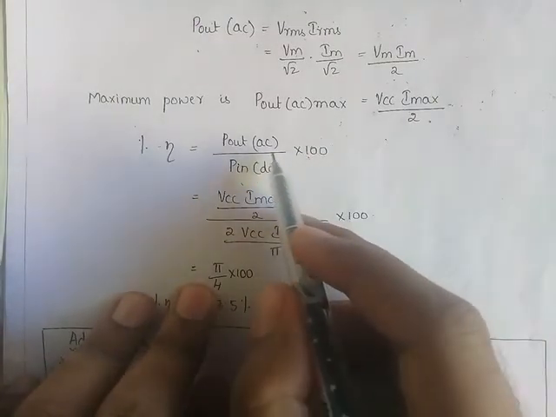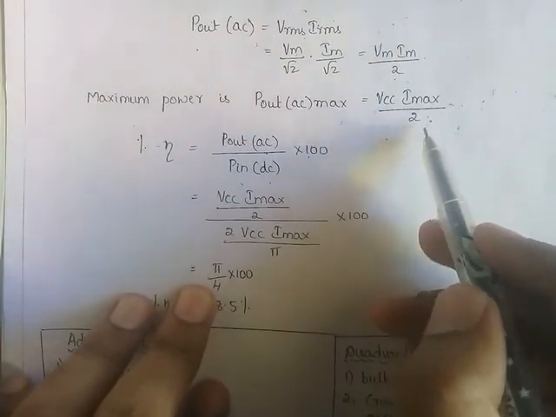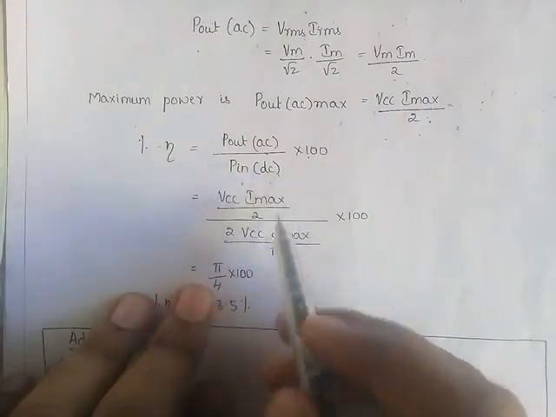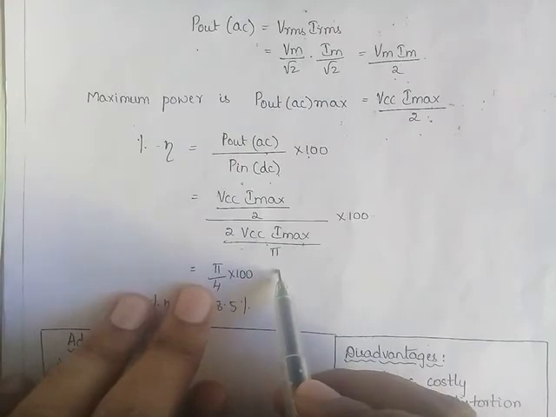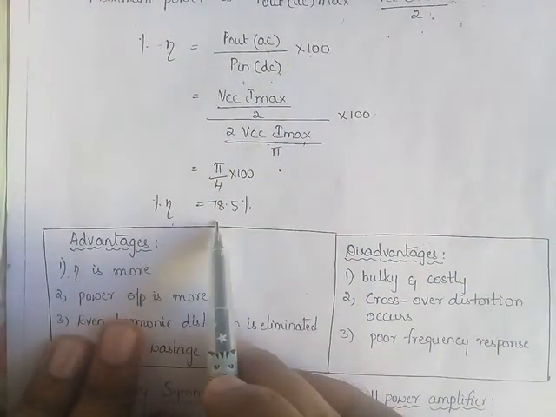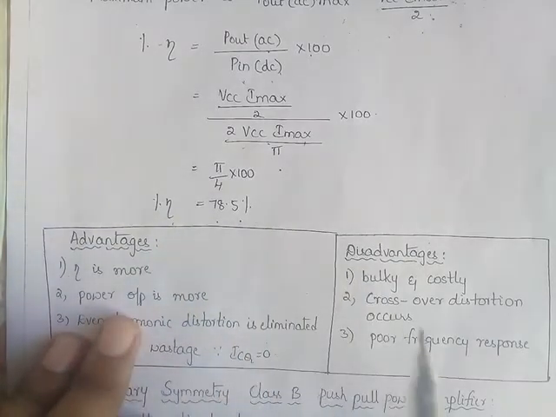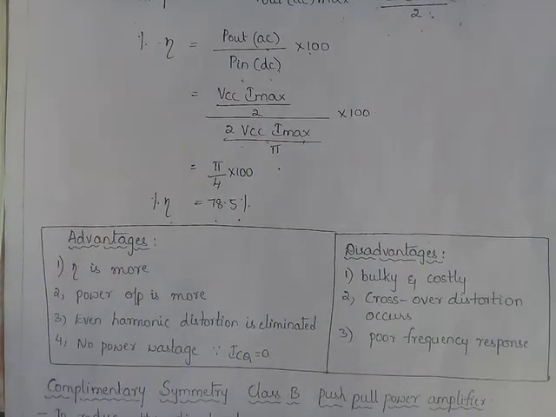So what is P out AC? We are getting here VCC I max by 2, and next P DC is equal to 2 VCC into I max by pi, into 100. So we are getting the total efficiency equal to 78.5%. 78.5% means the harmonic distortion drawback is overcome in the push-pull connection of your class B power amplifier or class AB power amplifier.